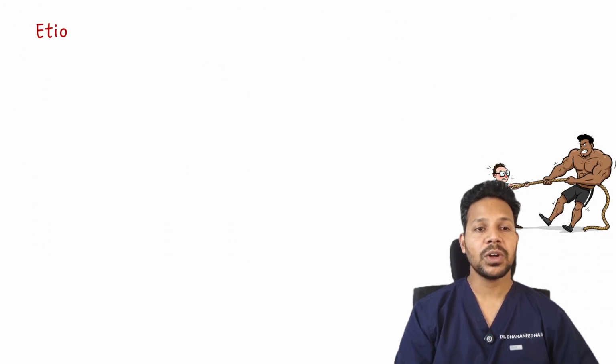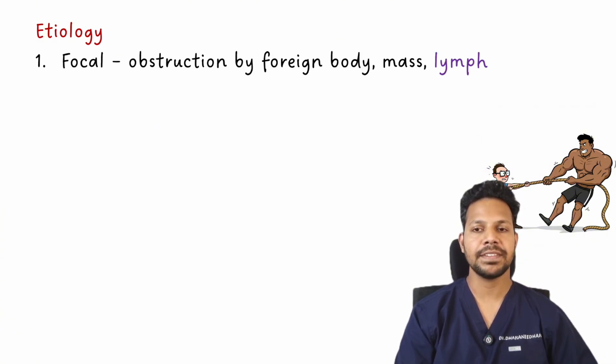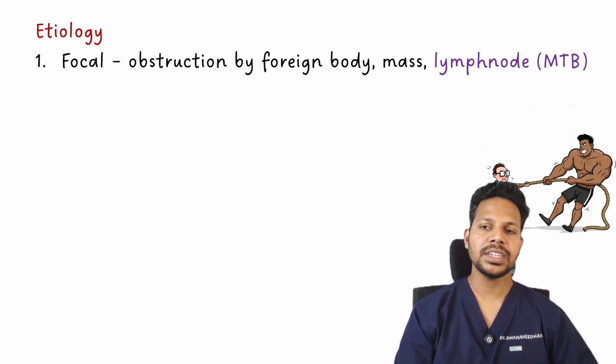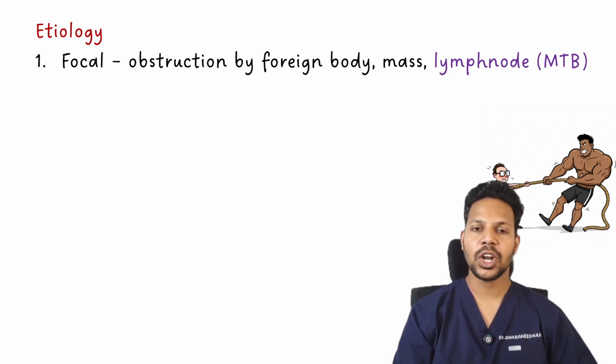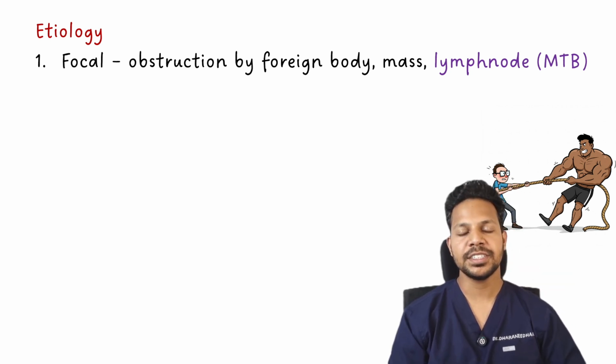Now let's talk about the etiology of bronchiectasis. Focal bronchiectasis can be because of obstruction of the airway. The obstruction of the airway could be because of a foreign body or any mass or tumor or lymph node. The enlarging lymph node because of granulomatous inflammation and Mycobacterium tuberculosis can obstruct or block the airway, which can further result in bronchiectasis distally.